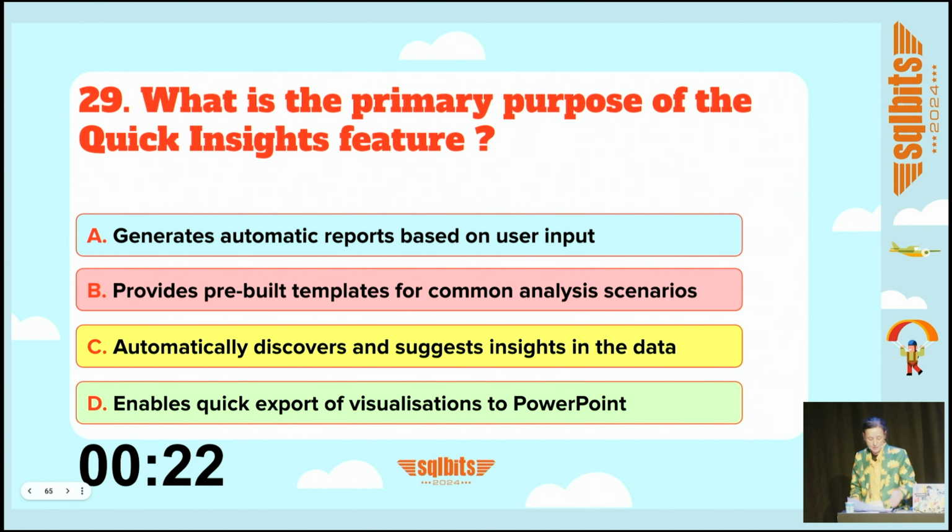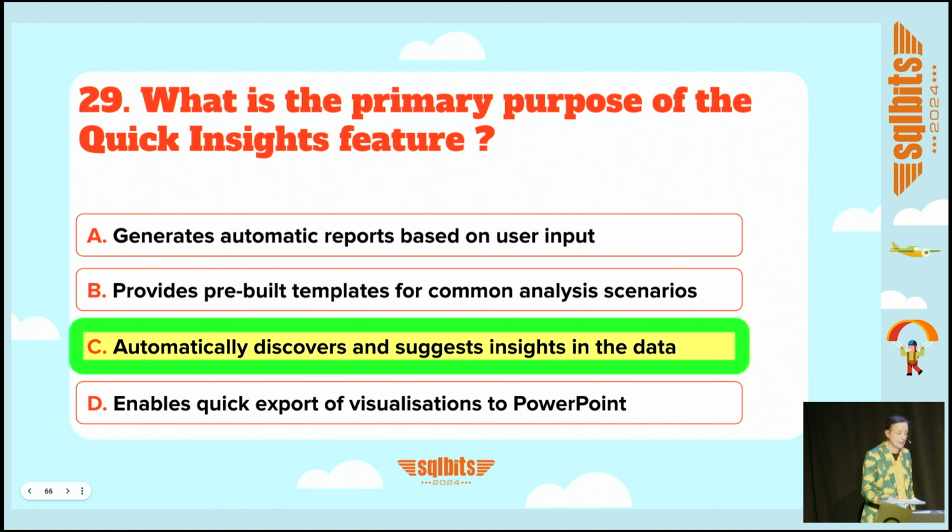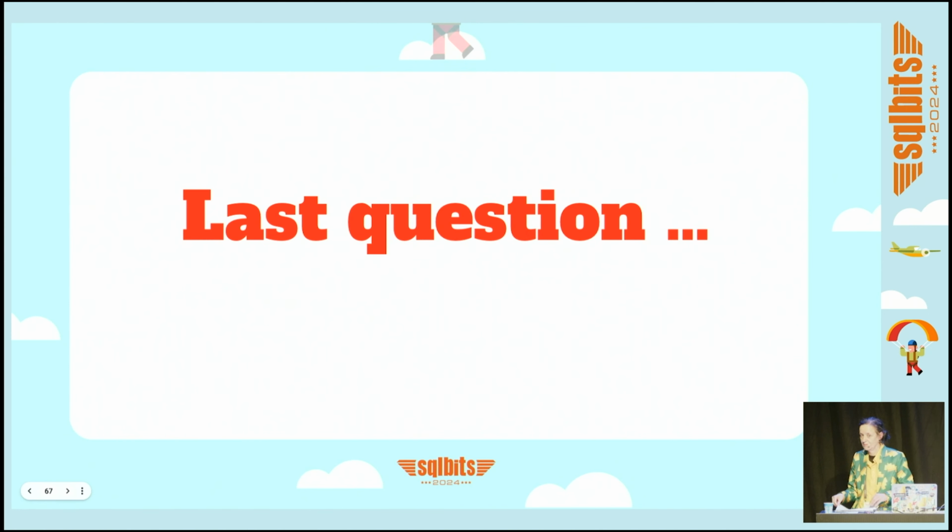29. What is the primary purpose of the Quick Insights feature? A, it generates automated reports based on user input. B, it provides pre-built templates for common analysis scenarios. C, it automatically discovers insights and suggests insights in the data. Or D, it enables quick export of visualizations to PowerPoint.